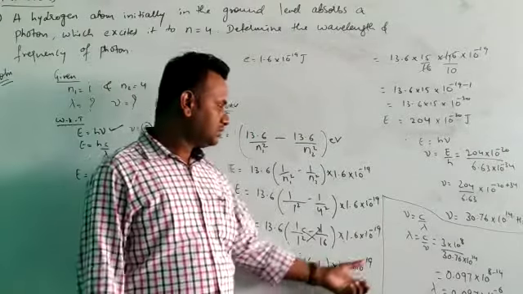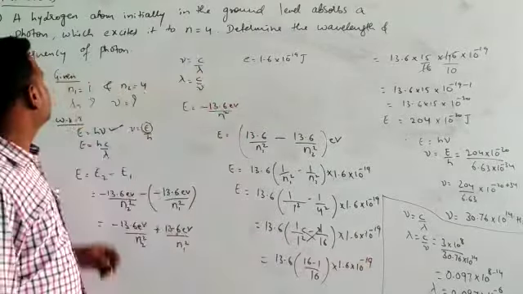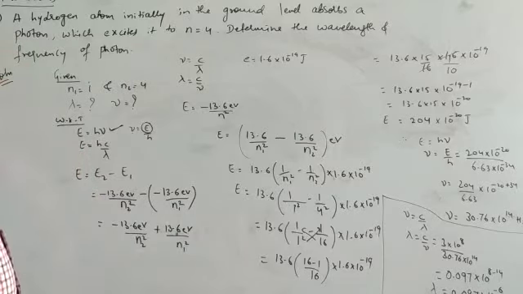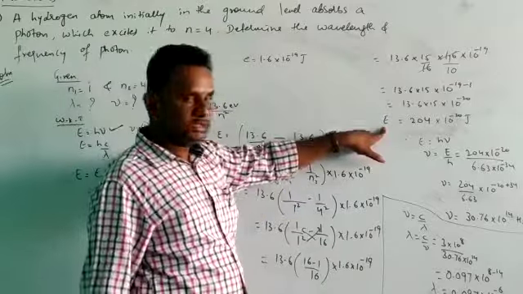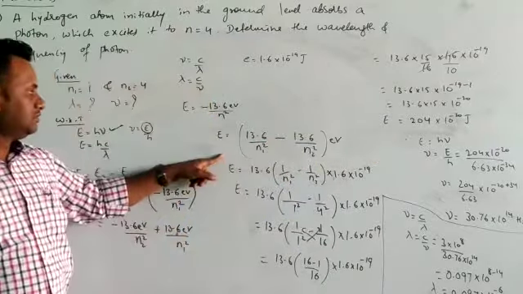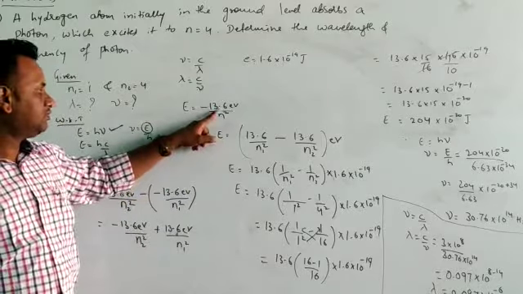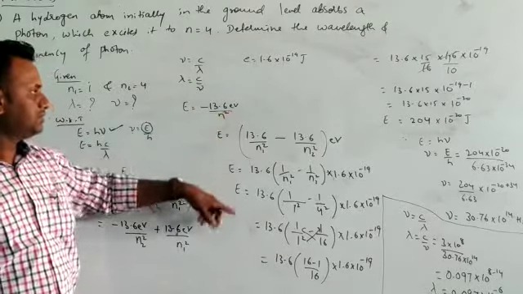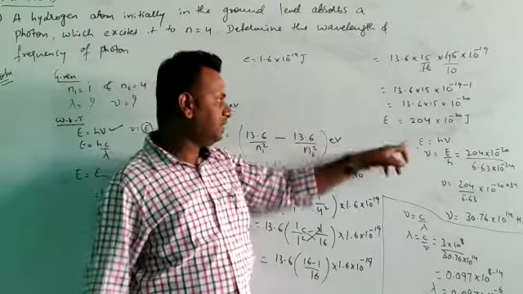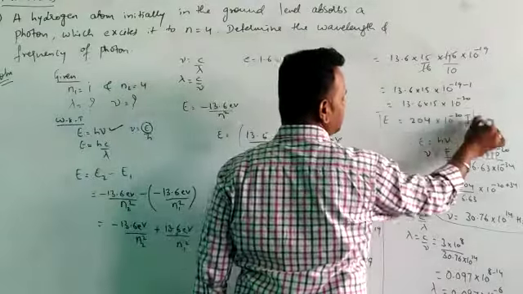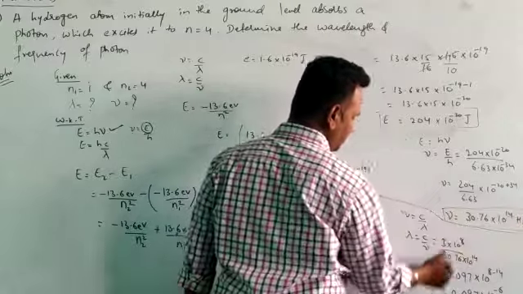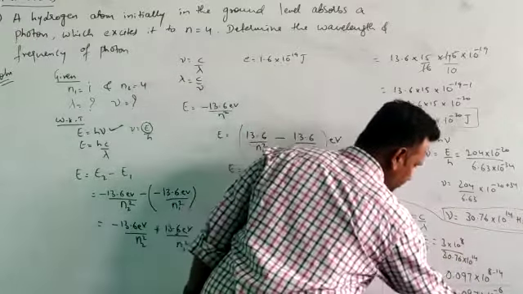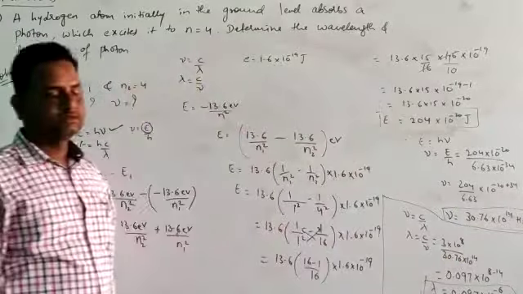So this is the solution for the fourth question. Here we have found the energy using the relation E is equal to minus 13.6 electron volt divided by n square. So we got the energy value here, and later using this energy value we have found the frequency, and also we have found the wavelength. Okay, so note this down.